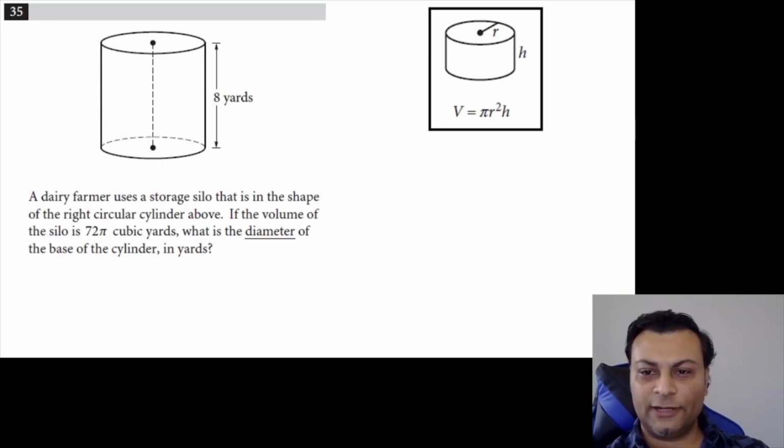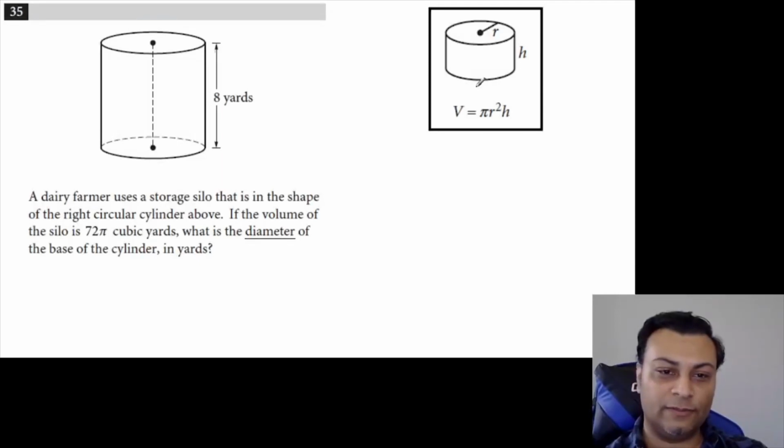Moving on to 35. A dairy farmer uses a storage silo that is in the shape of the right circular cylinder above. If the volume of the silo is 72 pi cubic yards, what is the diameter of the base of the cylinder in yards? So diameter. Okay.